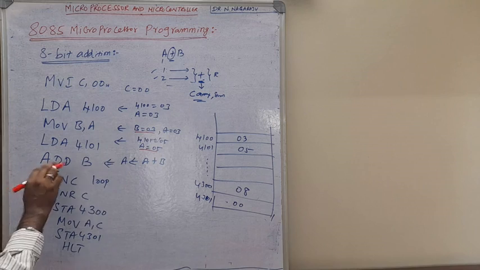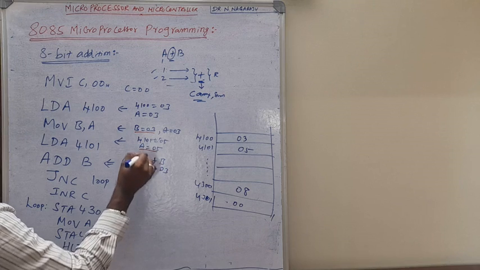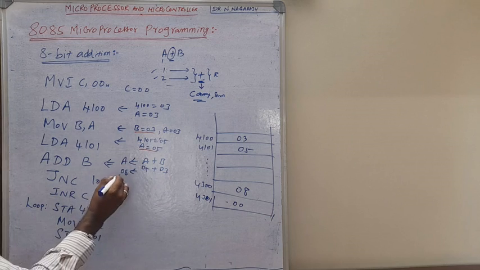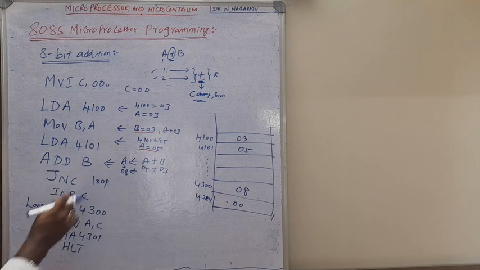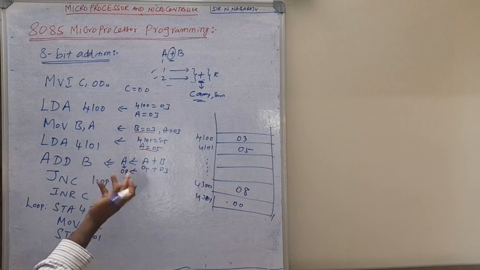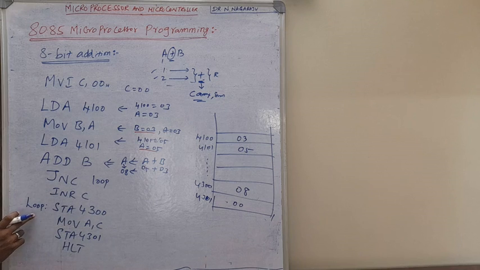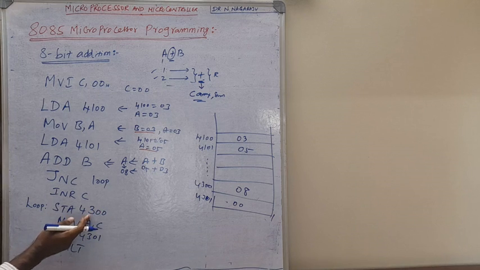Next, at this point ADD B indicates the B value 03 plus the A value 05, and the answer is 08. So now the accumulator contains 08. Now JNC, jump no carry: here carry is not generated, so jump no carry must go to loop here. Come to the loop here and store the accumulator content. STA indicates store accumulator content to 4300.